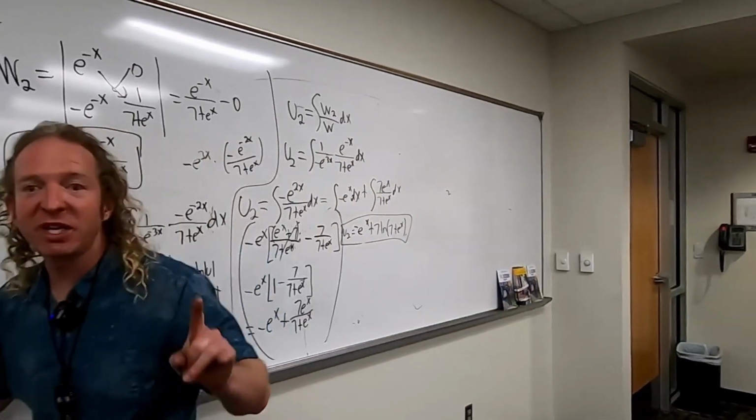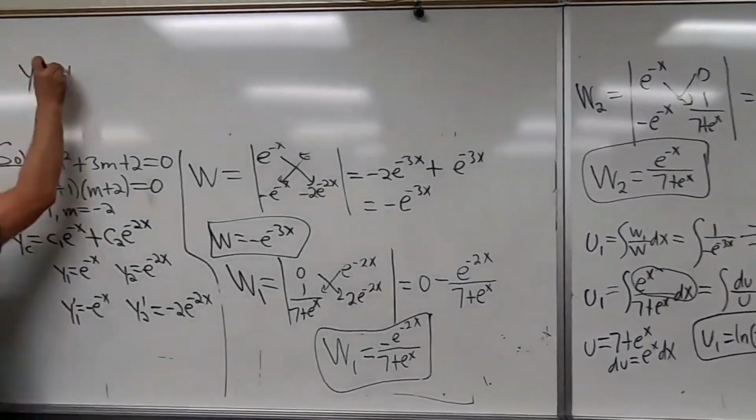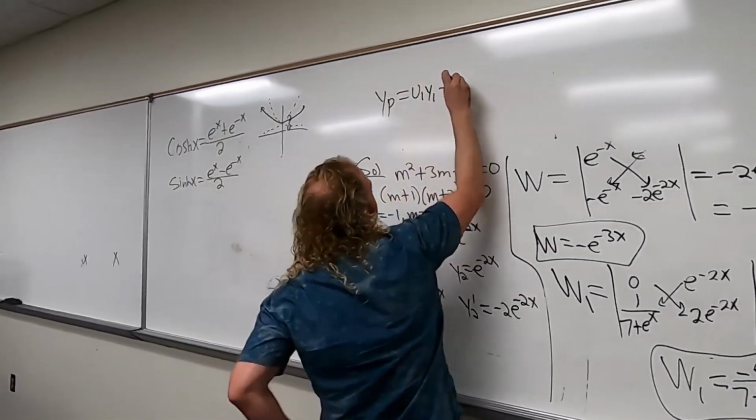Okay, let's find yp now. So yp, we've got to be careful. yp is u1 y1 plus u2 y2.